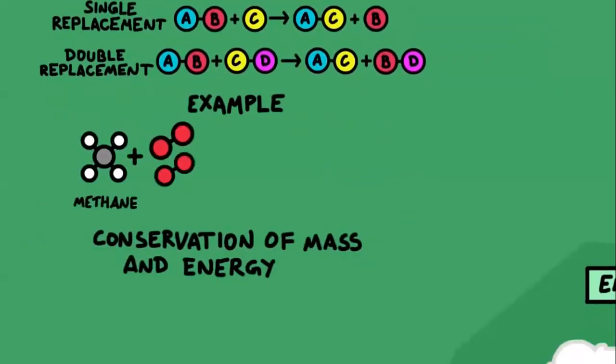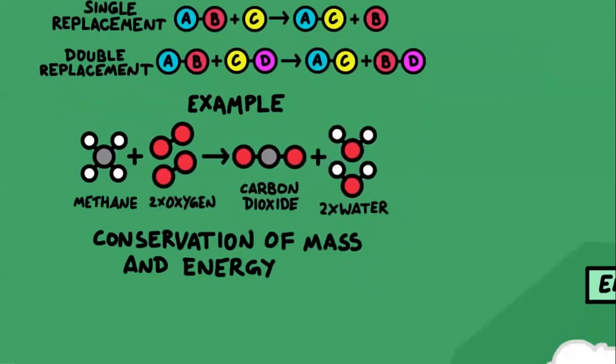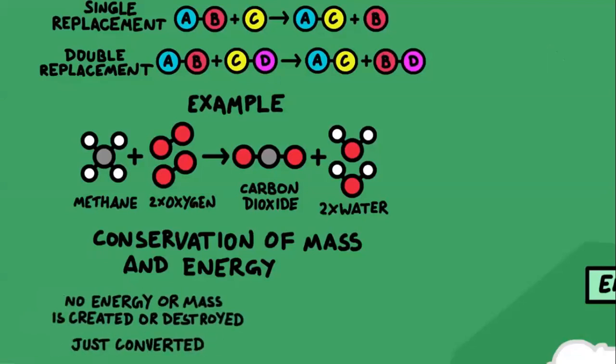Okay. Now the best part, we are going to learn about many laws. But one of the important laws is going to be the law of conservation of mass and energy. So what is this law? Mass and energy can neither be created nor be destroyed. They can only be converted from one form to the other. So the total amount of mass before the reaction is equal to the total amount of mass after the reaction. The total energy content of a system before and after the reaction is the same. No energy or mass is created or destroyed, just converted.